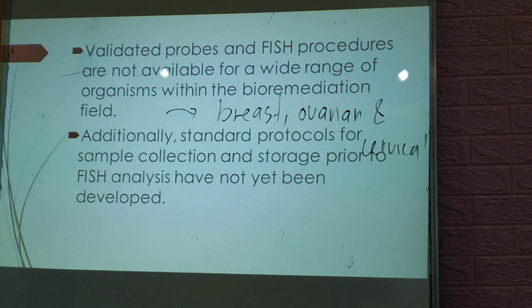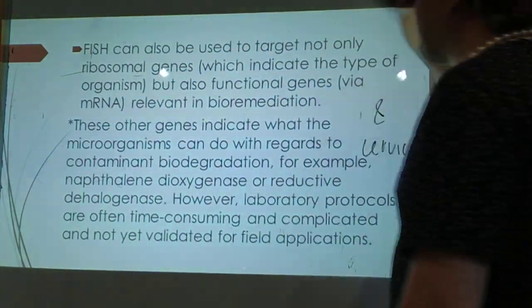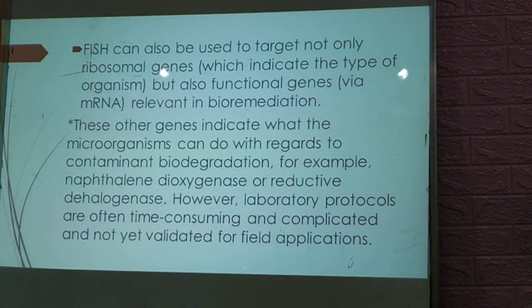And of course, for these tumor markers in breast, ovarian, and cervical tumors or cancers. So tumor markers are now being measured with the presence of FISH itself. FISH can also be used to target not only ribosomal genes, which indicate the type of organism, but also functional genes via mRNA relevant in bioremediation. These other genes indicate what the microorganisms can do with regards to contaminant biodegradation. For example, naphthalene dioxygenase or reductive dehalogenase.